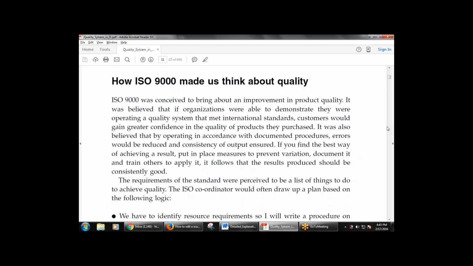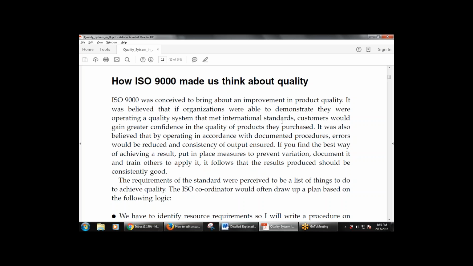standards, that is also a part of ISO 9000. So we are talking about quality, we are considering the quality concept, that is also part of the confidence in the quality of the product they purchase. It was also believed that if they were operating a quality system that met the international standards, customers would gain greater confidence in the quality of the product they purchase.